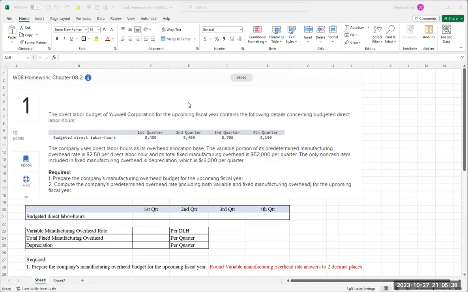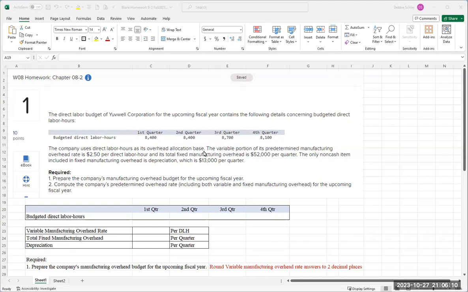Okay, we have here homework chapter 8-2, question 1. We're going to go through this. The direct labor budget of UL Company Corporation for the upcoming fiscal year contains the following details concerning budgeted direct labor hours. And it gives me all of them for the first quarter, second quarter, third quarter, and fourth quarter. The company uses direct labor hours as its overhead allocation base.